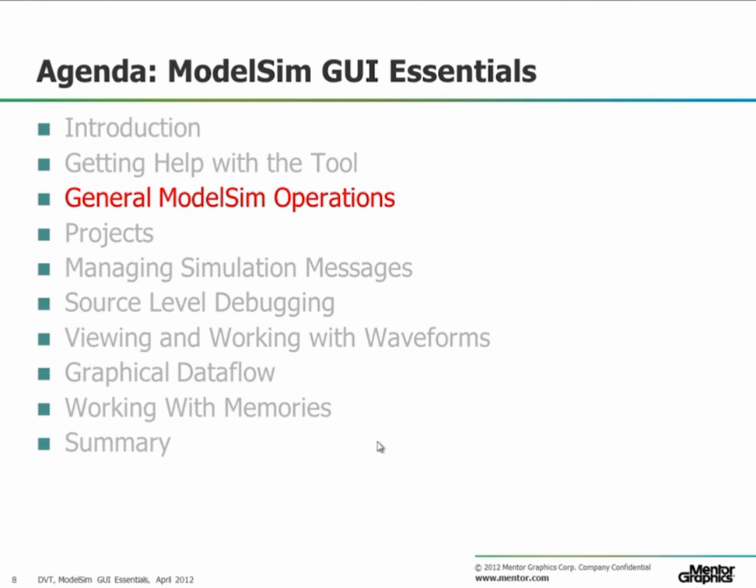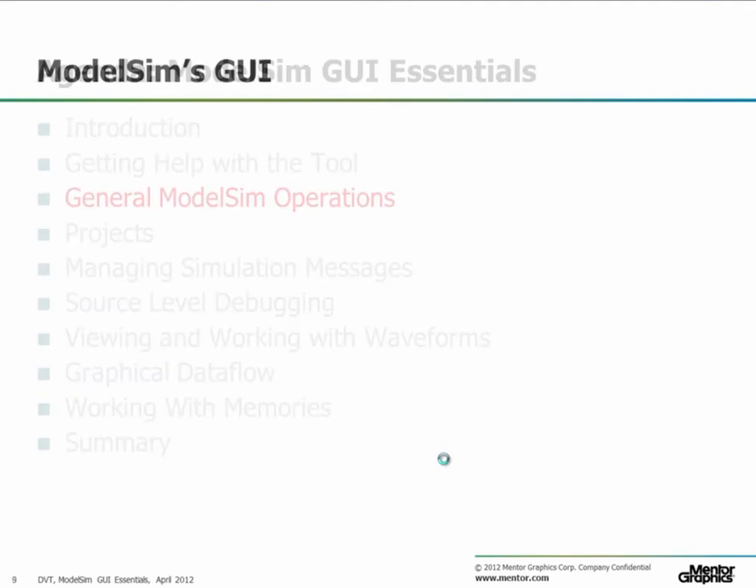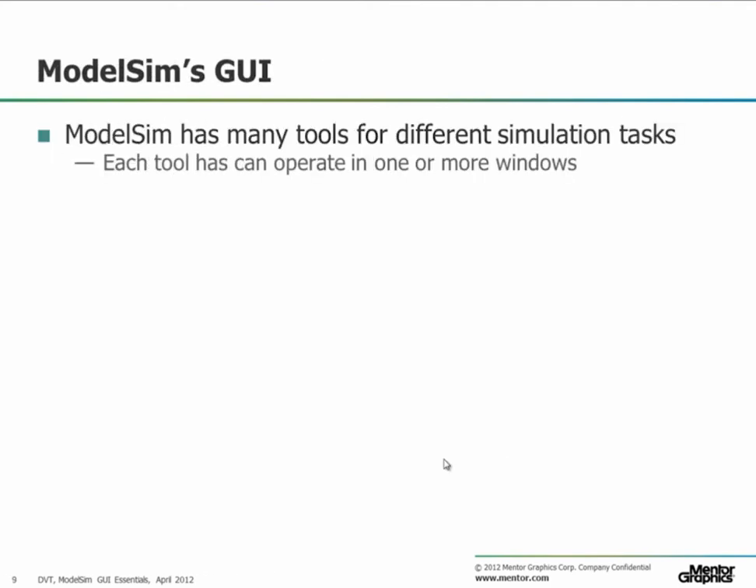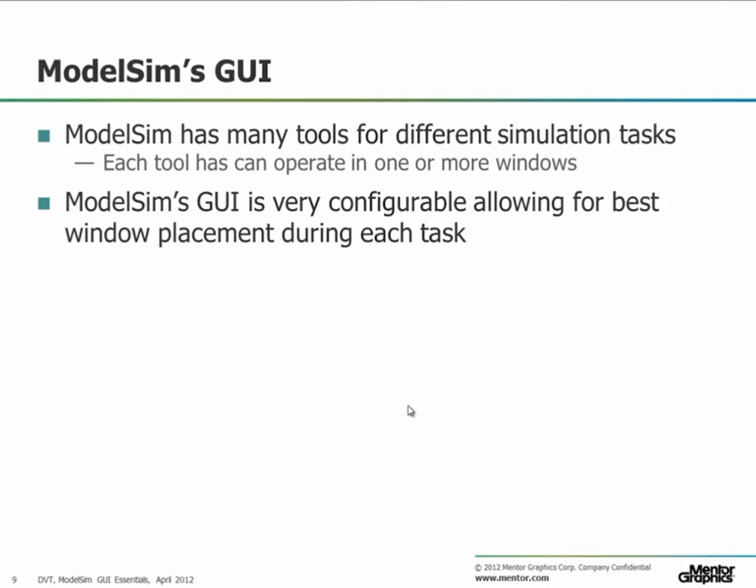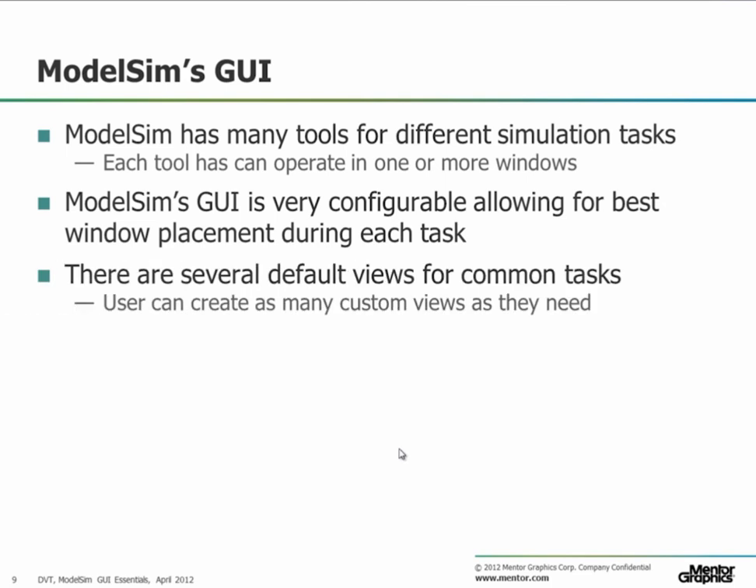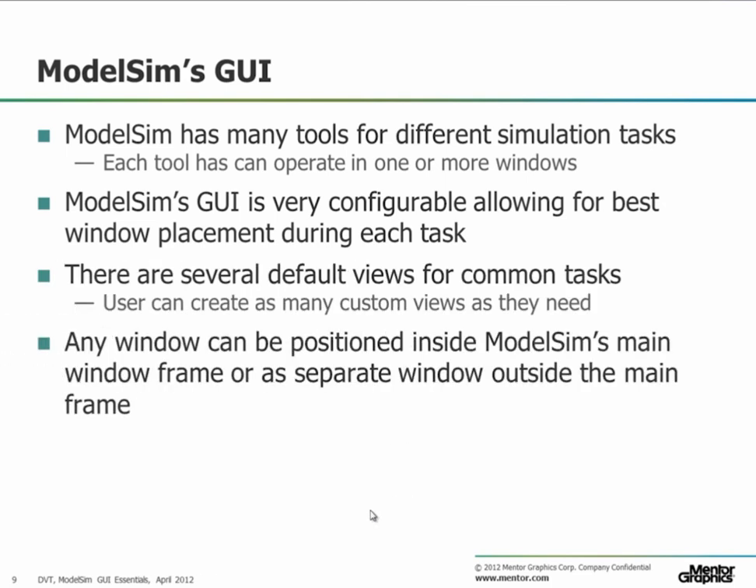Now let's look at a general overview of the ModelSim GUI. The ModelSim GUI has a lot of tools for different tasks. Each tool operates maybe in more than one window. The GUI is very configurable. There are some defaults that we can set up, and then you can customize the GUI to look any way you want.